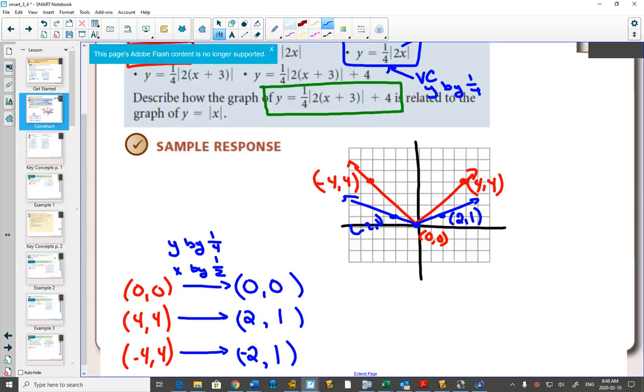And then when we get to the green graph, okay? We've already done the 1/4. We've already done the 2. Now, the stuff that's new is this +3 and this +4. The +3 is inside the function. It's going to be a horizontal translation. We're going to go 3 to the left, and the +4 is outside. It's going to be a vertical translation. You're going to go 4 up.